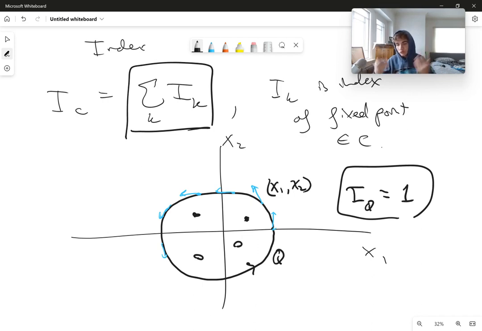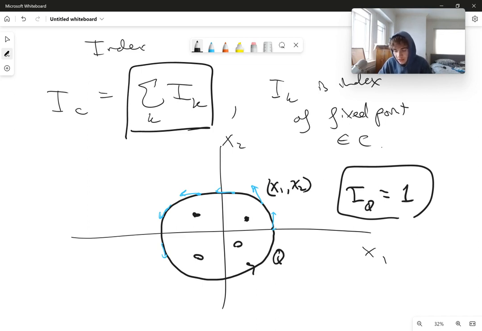Okay, and this is a crucial observation, and it's one of the reasons why chaos can never occur in two-dimensional space. Essentially it's saying that if I have a closed orbit in my system, I have to have conditions where the fixed points within that closed orbit have indices that sum to 1.